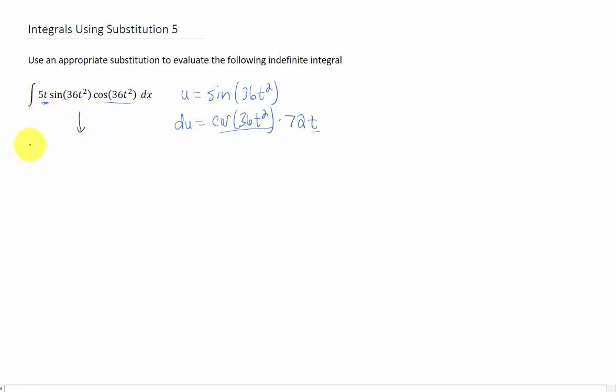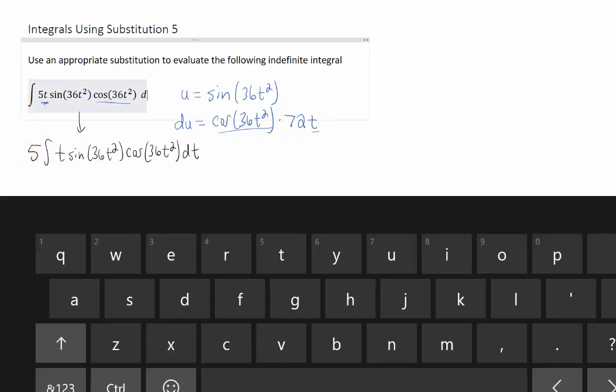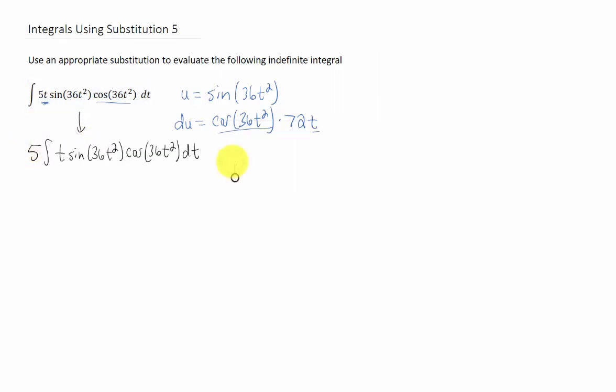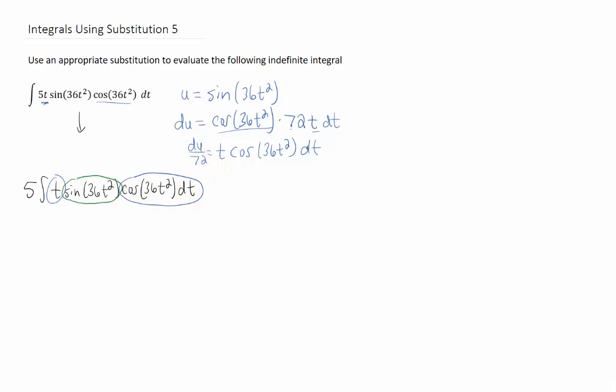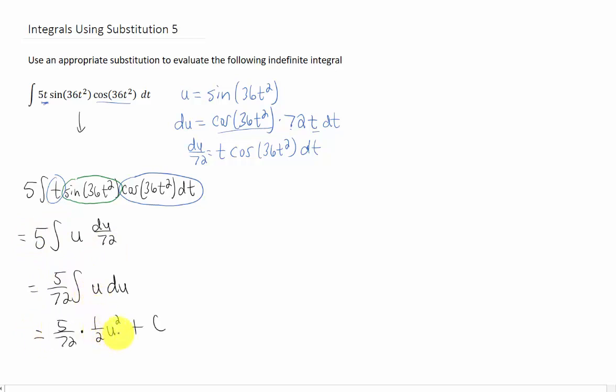Let's take the 5 out. In the original problem here, the integration variable should be a t, and let's divide both sides of this du formula by 72, and I'll move this t in front of the cosine. Okay, so if we do all of that, we get that this right here is our u, and that this combined with all of this is du over 72. Let's make those substitutions. We can pull the 72 in the denominator out, and we just get the integral of u du. Integrating u gives us 1/2 u squared.